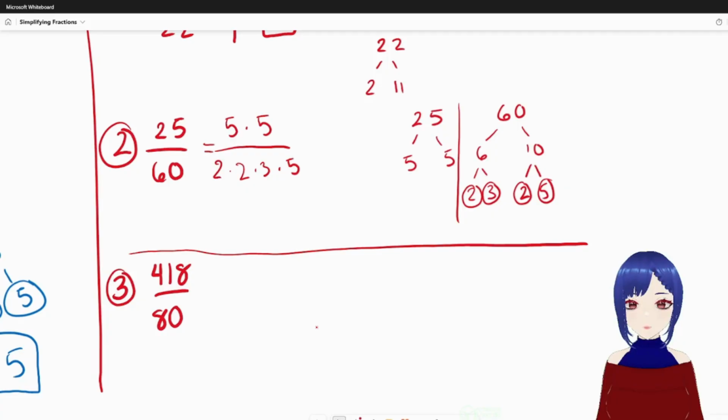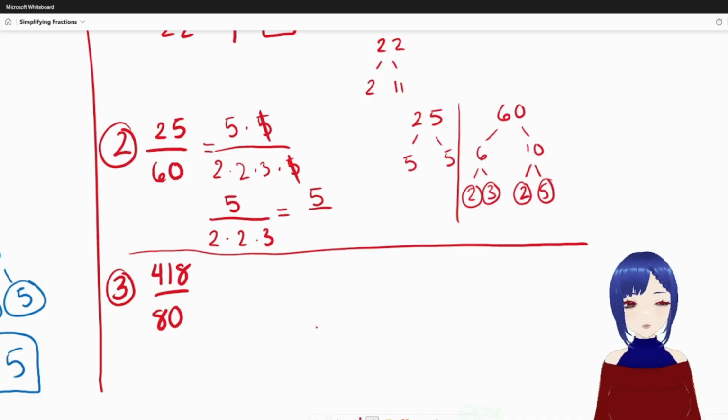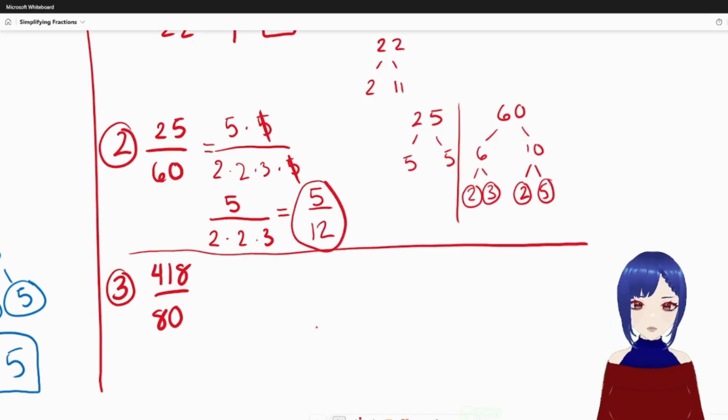And then this also is going to take us to an additional step. So you'll see in the top and bottom we have a 5. We can cancel those out. And then we still have 2 times 2 times 3. So the last step is that because there are multiple things on the bottom, we have to put that back together. So we have 5 over 2 times 2, which is 4, and 4 times 3 is 12. So 5 over 12 would be the simplified fraction here.